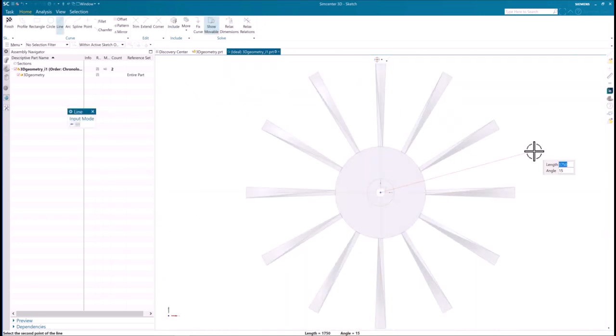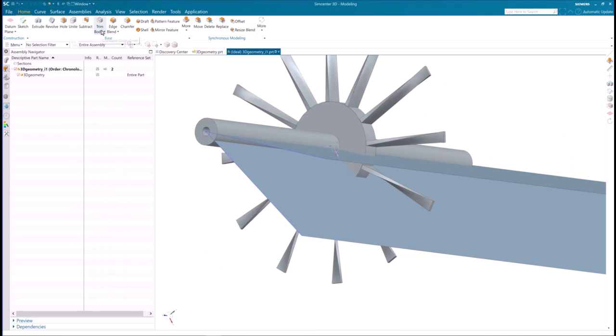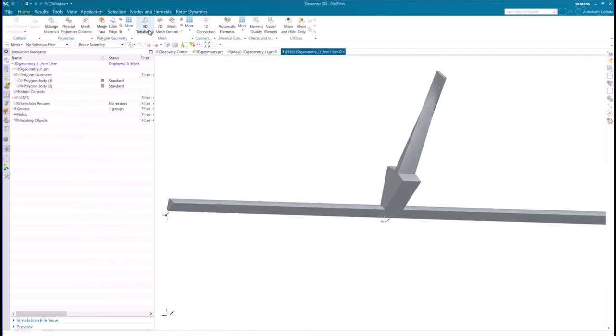Engineers simulating turbo machines can often reduce pre-processing and computation time by modeling a single section of a cyclically symmetrical structure.